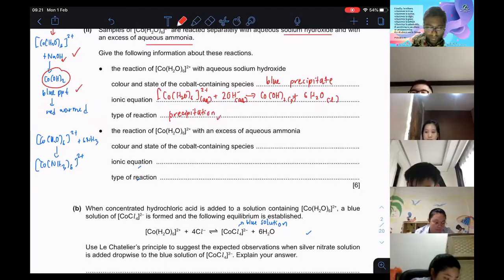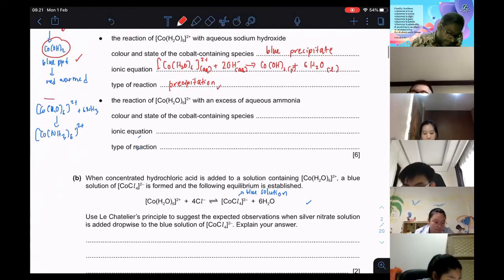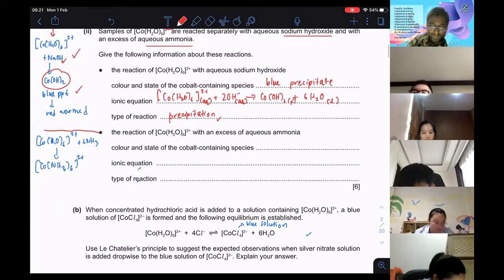Now the reaction with excess aqueous ammonia. If you have ammonia, all the ammonia ligands will replace the water ligands. The color that you are going to observe over here is a blue solution. It's not going to be a precipitate. So please remember this, it's going to be a blue solution. And then the ionic equation is going to be something like this.